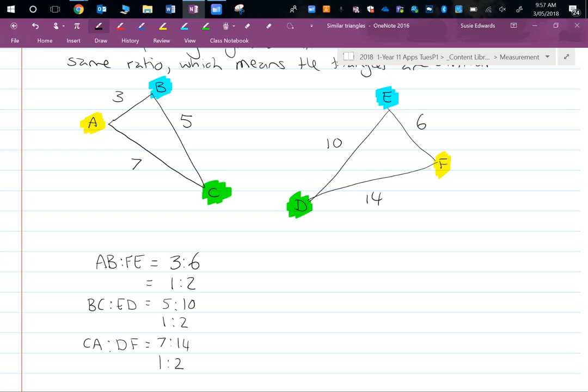All right, so now because all three sides are in the same ratio, we can now say triangle ABC is similar to triangle yellow, blue, green, so F, E, D. And now the reason for that is because we haven't checked every side and every angle, we need to actually say why. And so we need to say side, side, side. Because all three sides are in the same ratio, that's how we know.